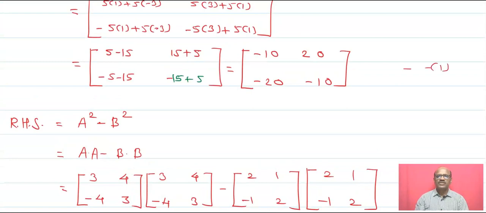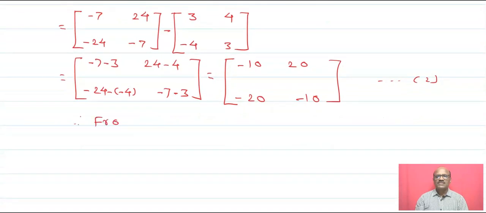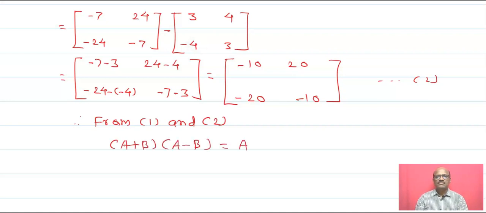This is number 2, therefore from 1 and 2, LHS is equal to RHS. That is A square minus B square, hence it is proved.